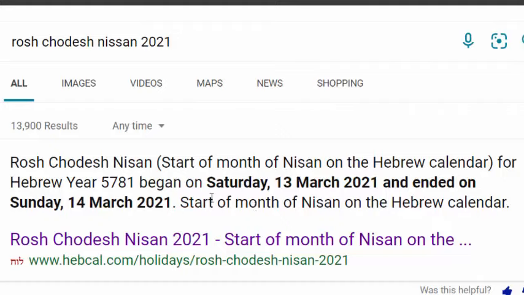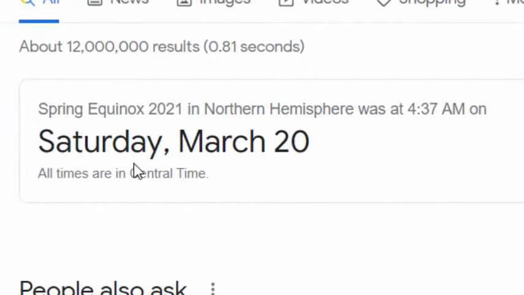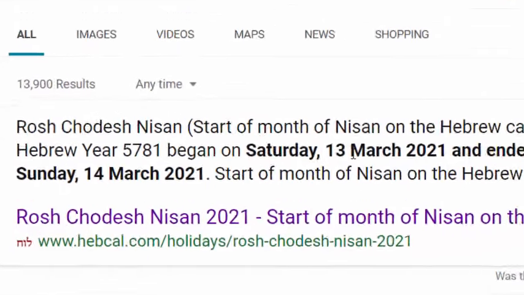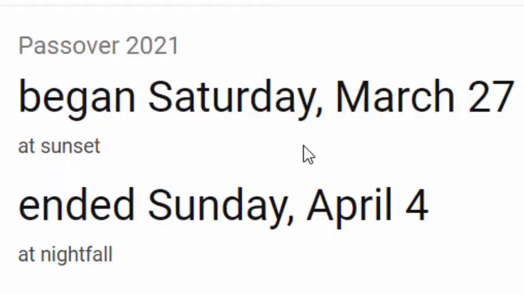in the wrong season. When I come in and I put in Rosh Chodesh Nisan, or the new moon of the first month, according to the Jewish calendar, or the Hebrew calendar as they're calling it here, it says that the first day of the first month was on March the 13th in the year 2021. But when you look at when the spring equinox was, you see that it was on or before March the 20th. So the Jewish calendar declared the first month of the year before the spring equinox. So those who rely on that calendar celebrated the spring festivals a month too early. 2021 should have had a 13th month.